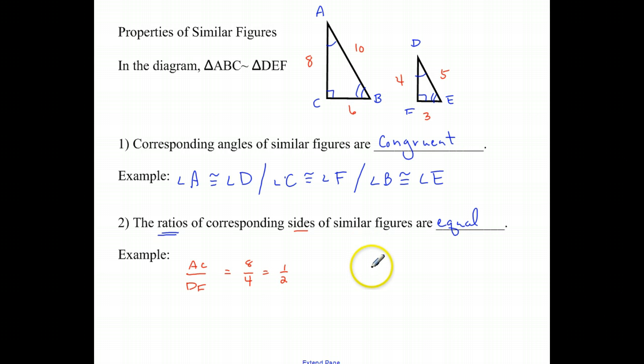If I look at any other pair of corresponding side lengths, I should be able to get the same proportion. So if I look at, say, CB, CB is going to be 6 units long, and that corresponds with FE. FE is 3 units long. We know that that would also reduce to 2/1. I made a mistake earlier, this should be 2/1. Sorry about that, guys.